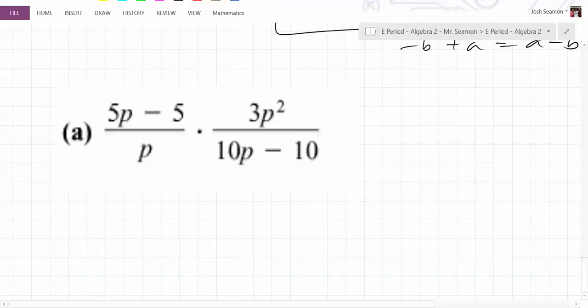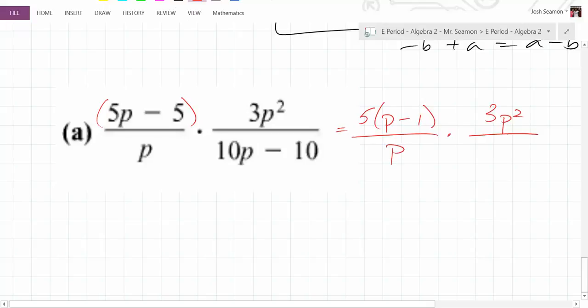So let's factor. What's the first thing you notice that can be factored in this? I see two things that could be factored. What can I factor? The numerator in the first one. What does that one factor into? 5p minus 5 times p minus 1 over p. You can't really factor 3p squared.